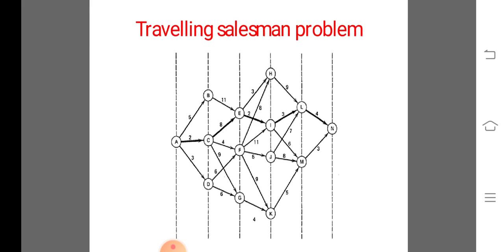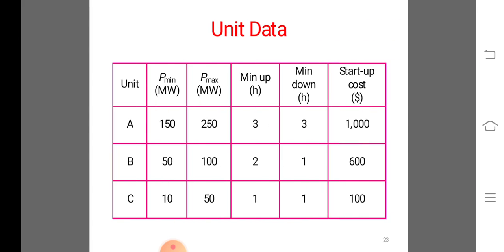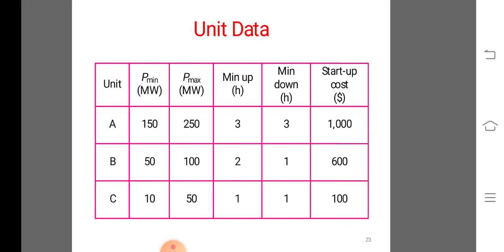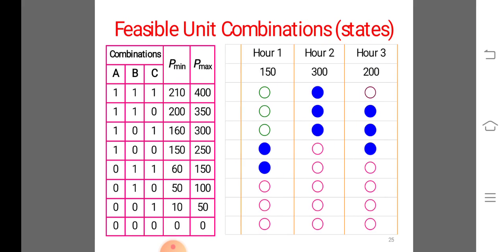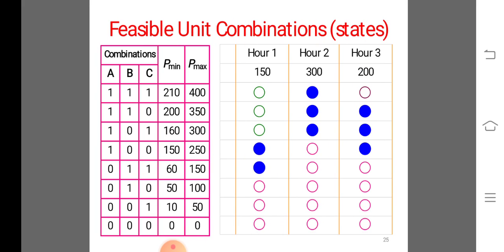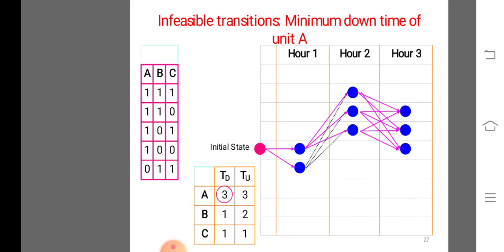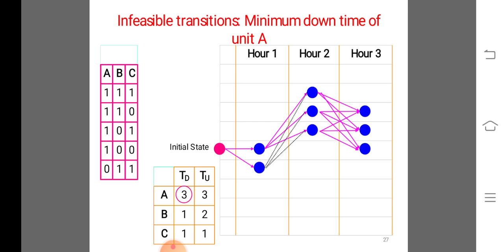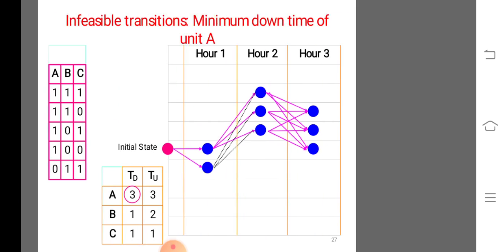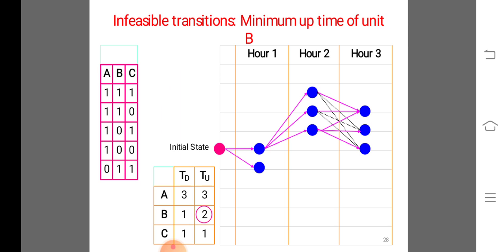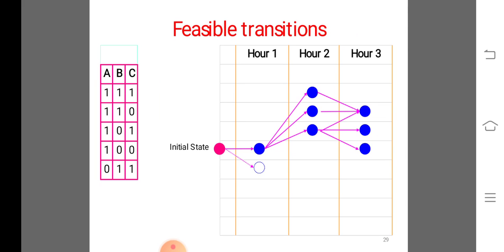Here is an example of a solution. This is the unit data mentioned for dynamic programming. This is the demand data. This is the feasible unit combinations. This is the transition between feasible combinations: an infeasible transition, due to the minimum downtime of unit A and the minimum uptime of unit B, and a feasible transition.